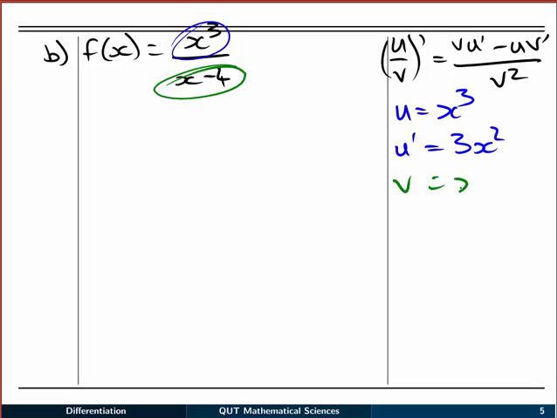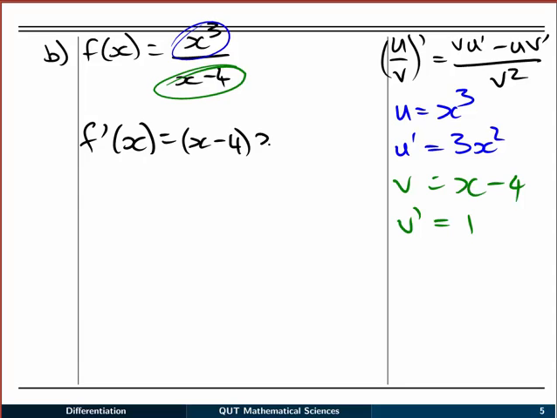v is going to be x minus 4, and its derivative is quite simply just 1. So now all we need to do is plug all of these back into our relationship for the quotient rule, and we'll get our derivative. f dash of x is equal to v u dash, so x minus 4 by 3x squared. Remember, it's take away for the quotient rule, u times v dash, or x cubed times 1, all divided by v squared, which is x minus 4 all squared.